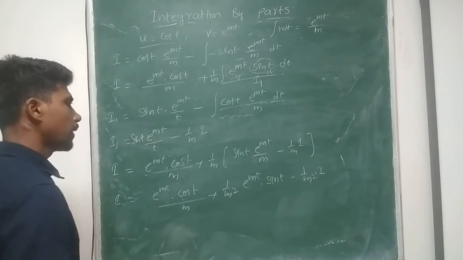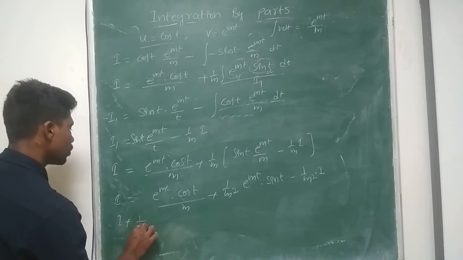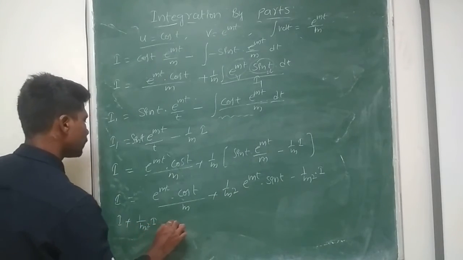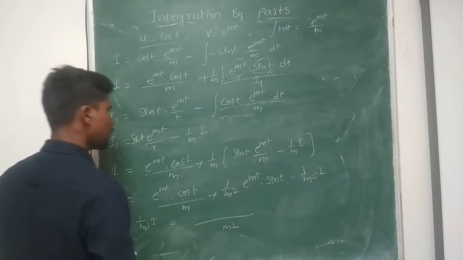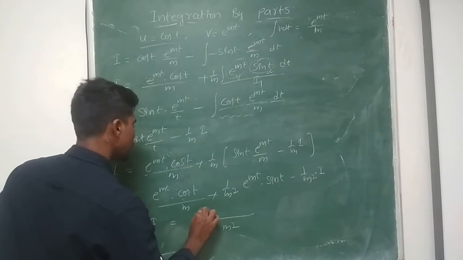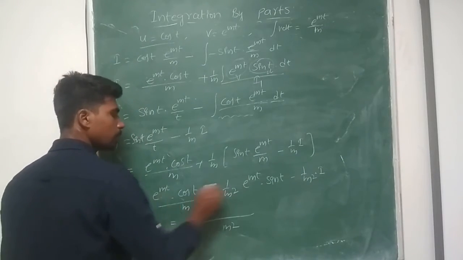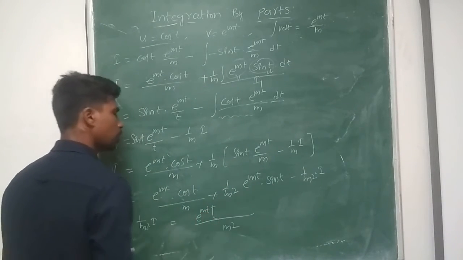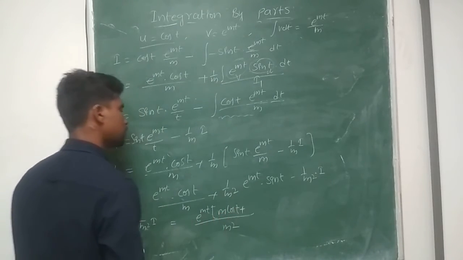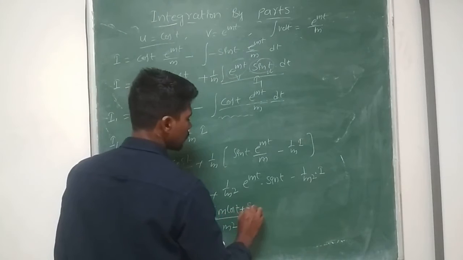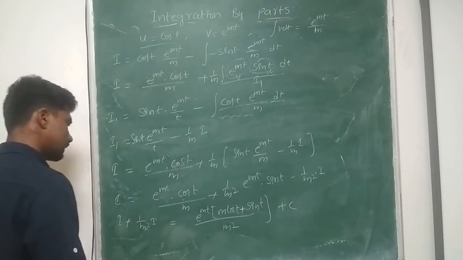So transfer that minus 1 by m square into I to the left side. I'll get I plus 1 by m square into I, which is equal to, take here m square LCM, and e power mt. In these two terms I have e power mt common, so e power mt into m cos t plus sin t plus a constant c.